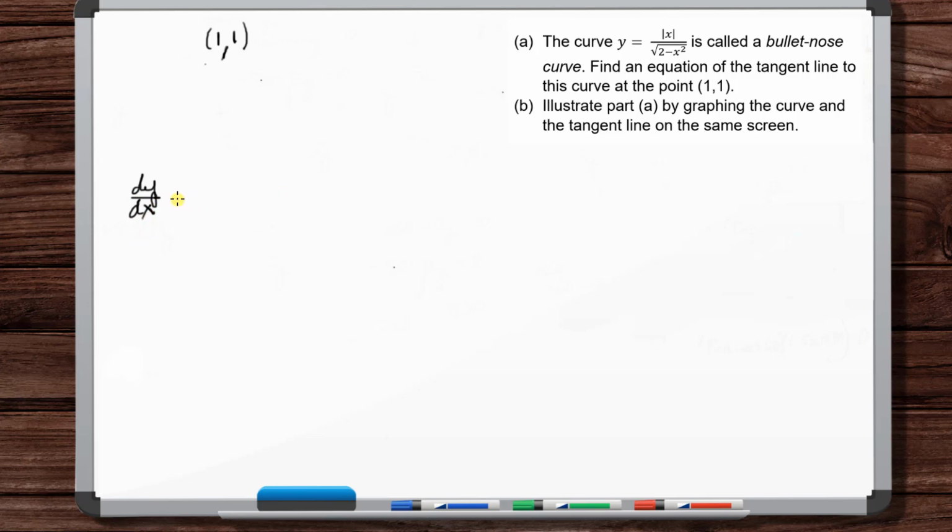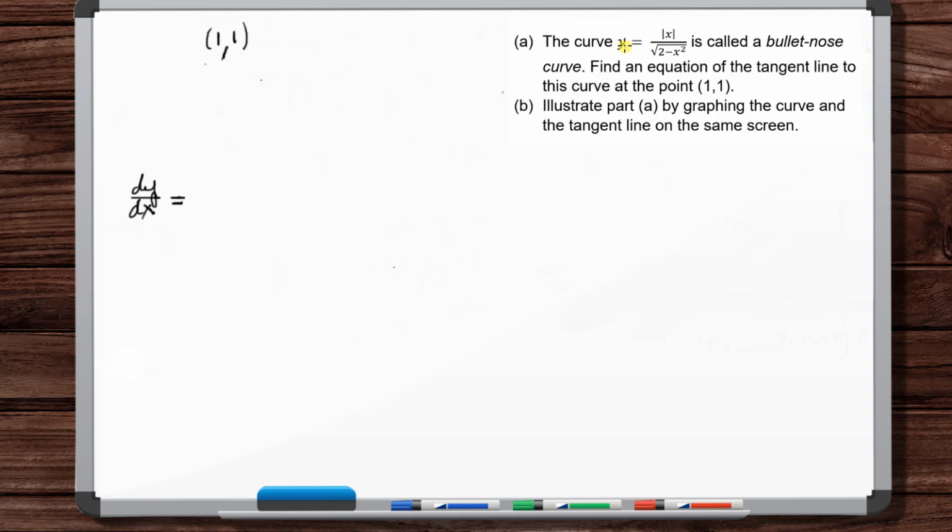So we just need to take this derivative. How do we take the derivative? We're going to use the quotient rule here: derivative of the top times the bottom, minus derivative of the bottom times the top. So how do we take the derivative of the top? The derivative of the absolute value?